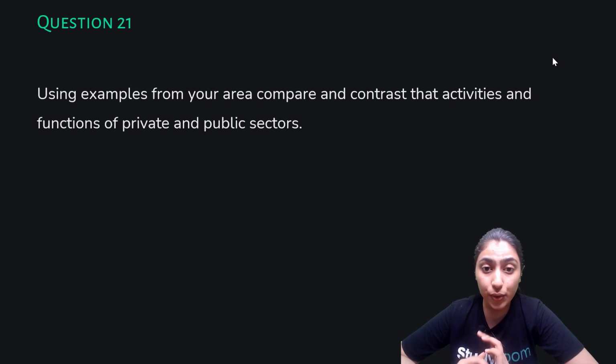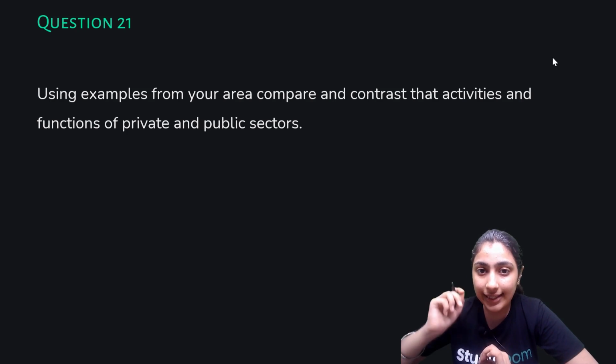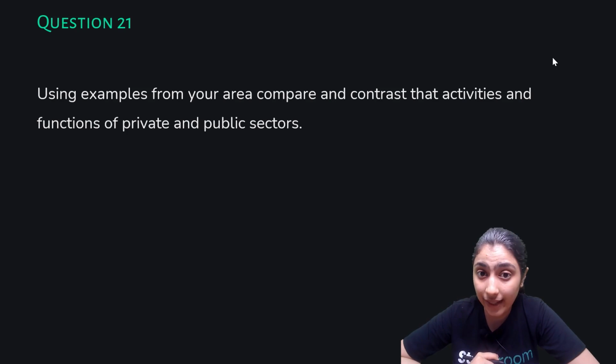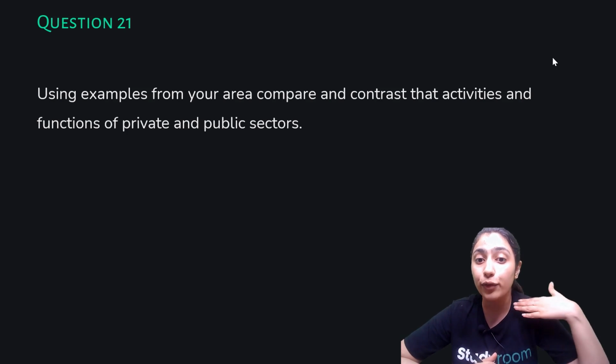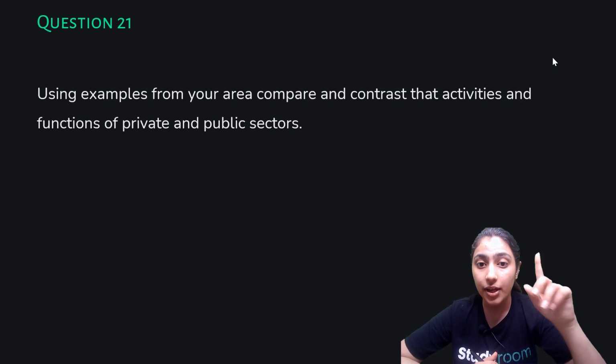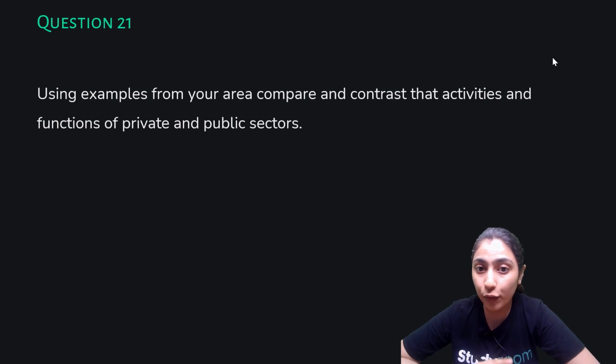But when it comes to your public sectors, they are the category which is managed by government. Taking this point forward, the main aim of the public sector is the welfare of the public, Indian citizens. But the main aim of your private sector is the profit of their own organization. Now, talking about the examples.